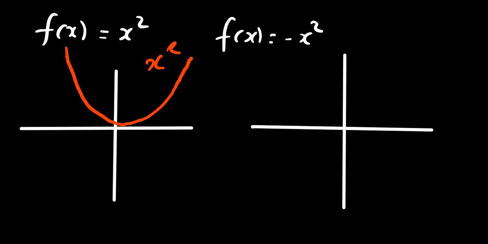So this is how you graph this function. Let's solve another one, let's solve the last one. What if you're given to sketch f of x is equal to negative 2x squared plus 6x plus, let's say, 1.